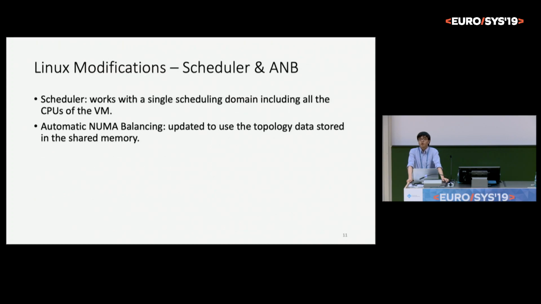The Linux scheduler also uses NUMA topology data for load balancing among the CPUs. To simplify our implementation, we just use a single scheduling domain for all the CPUs. Regarding NUMA balancing, it needs to be updated to use the actual topology data in the same memory region instead of the fake NUMA topology.